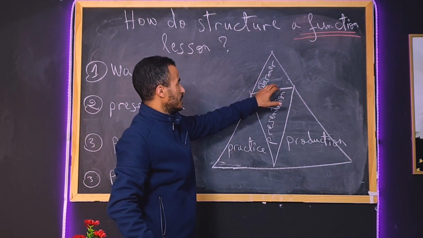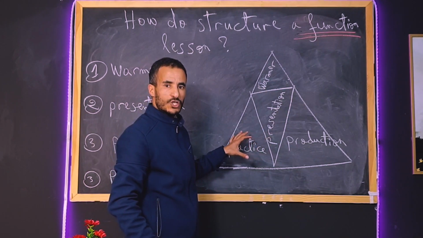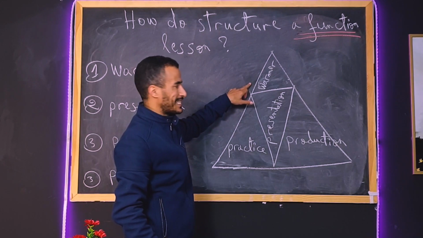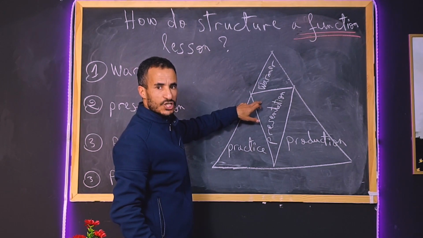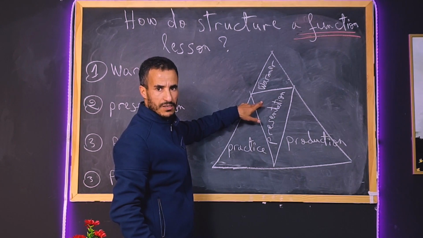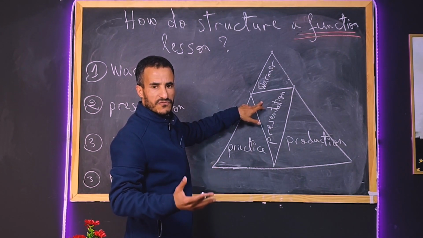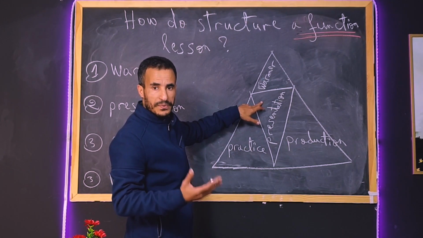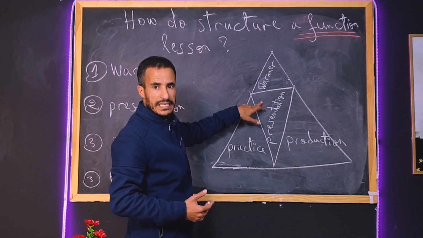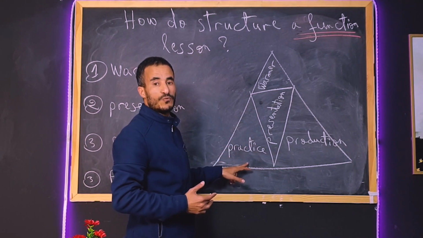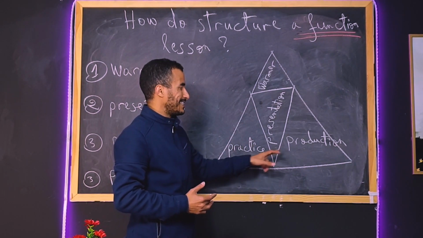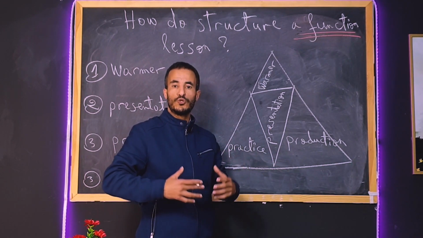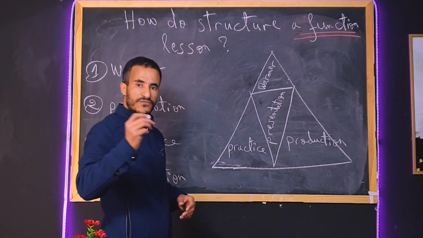Look here. The function lesson is structured this way. We have the warmer, which means you start with a warm-up activity, then presentation, you present the structure, the function, asking for advice, giving advice, asking for opinion, giving opinion, apologizing, complaining, etc. And then we move to practice some exercises, and at the end is the production, because students are going to produce the language. So let's focus on number one.